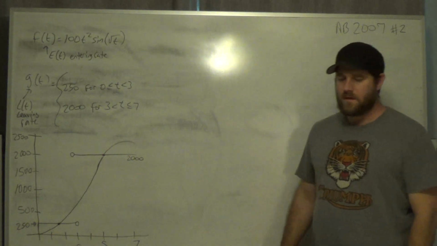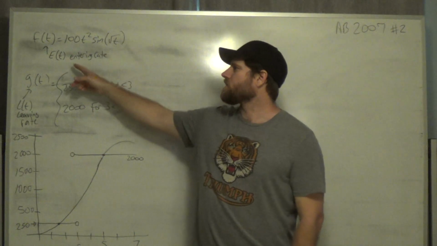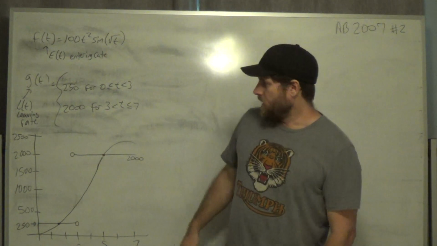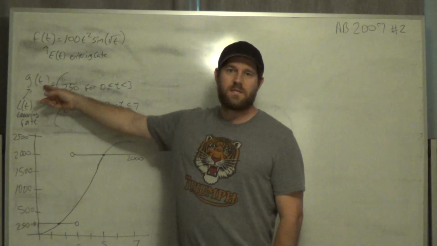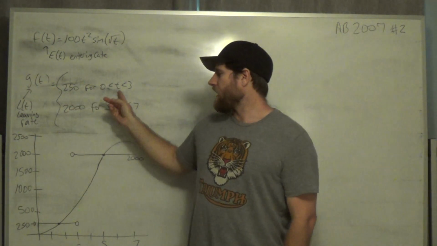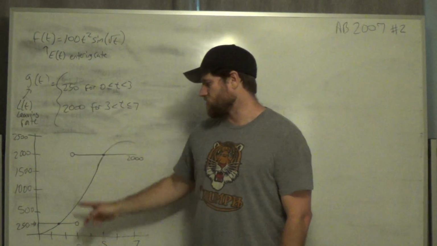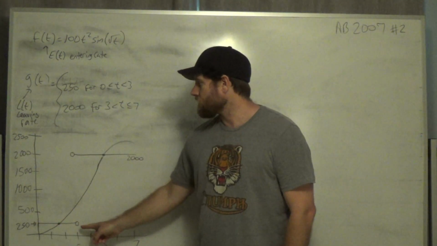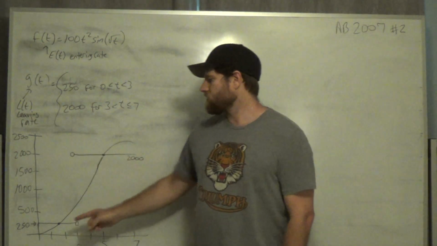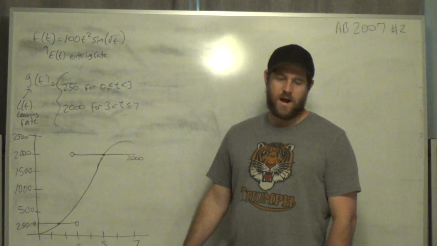Okay? And in this problem, they've given us an equation f of t, and I'm calling this E of t, the entering rate, the rate that things are entering. And here we have g of t, this is the leaving rate. You'll notice it's leaving at a rate of 250 for a little while, and then leaving at a rate of 2,000. So you can see it's down at 250, and then here it's up at 2,000. The straight lines are g of t, and f of t is this curve graph.